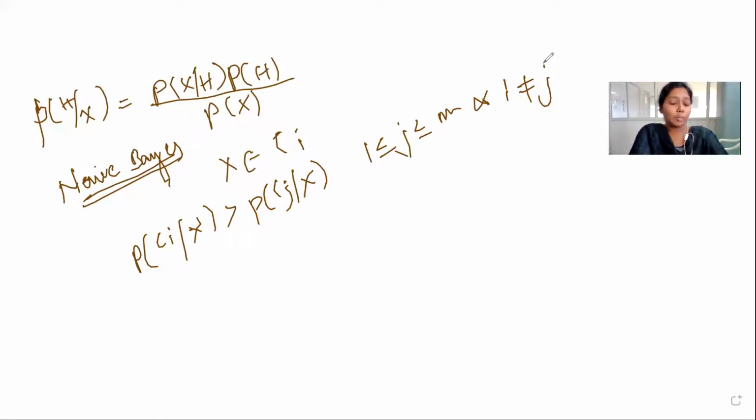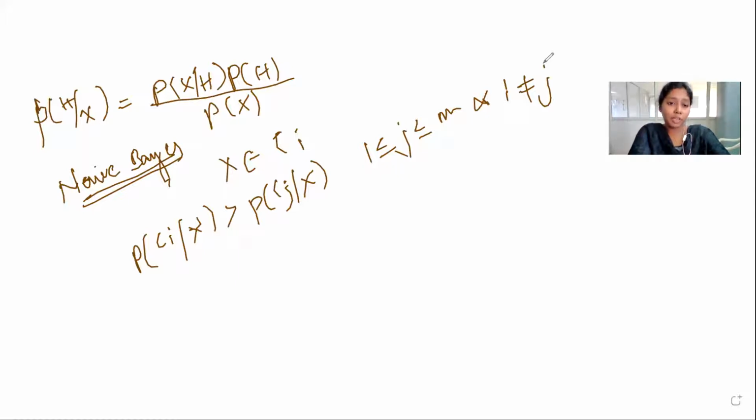So the posterior probability of the class should be greater than that of all other classes. If that is the case, we can say that the tuple X belongs to the class Ci. I think it is clear till now, as we discussed this concept in the last class.